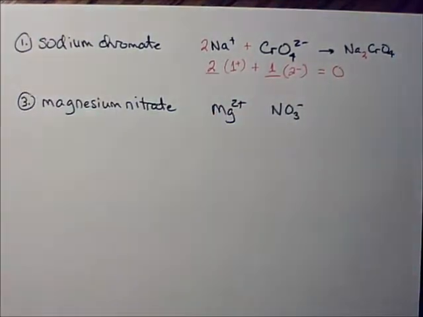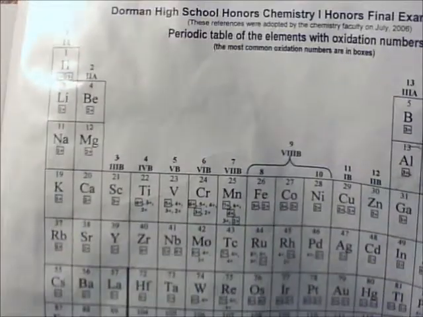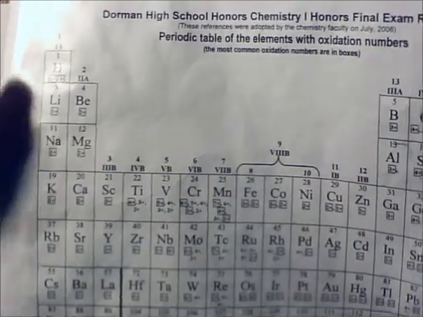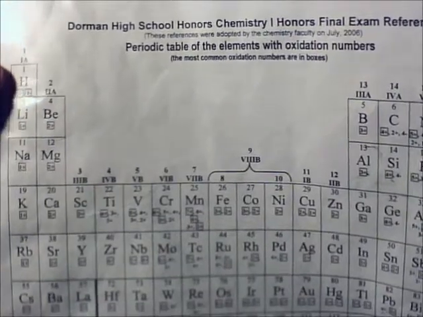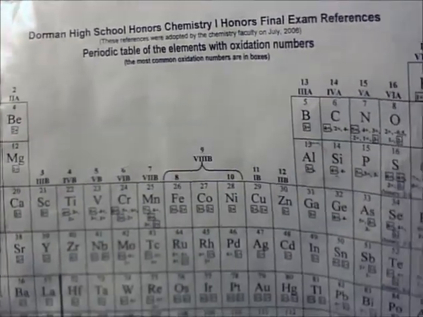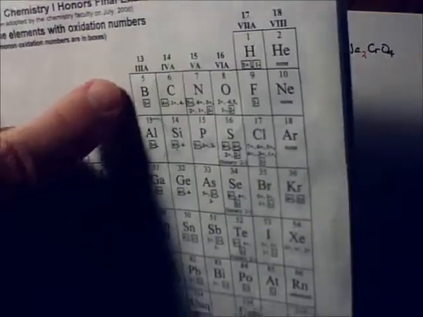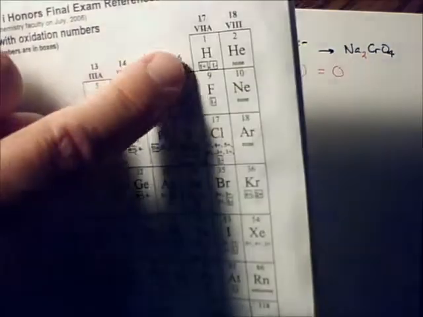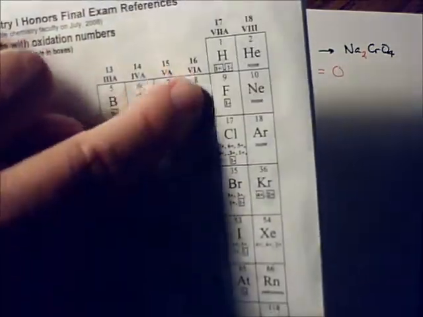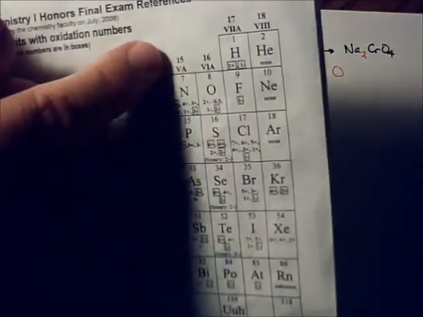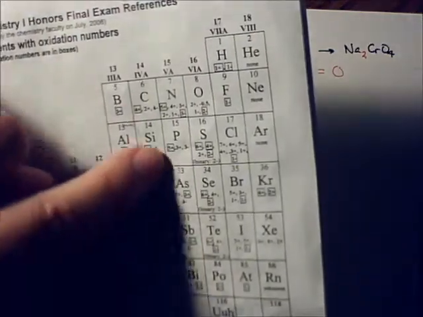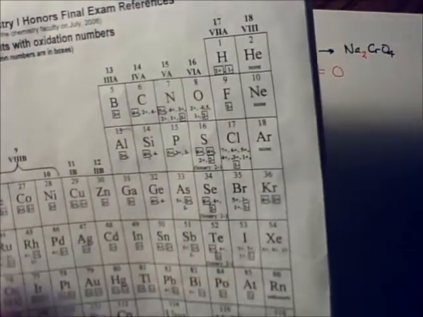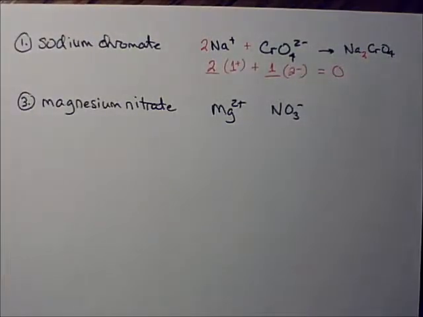Actually, you might have noticed that everything in column 2 is 2 plus. Everything in column 1 is 1 plus. Well, hydrogen has a 1 negative sometimes, but everything else in column 1 is 1 plus. Almost everything in 3A over here has a 3 plus charge. All the negative charges in this column right here are 1 negative. All the negative charges in this column, the oxygen family, are 2 negative. So there's a pattern there. You might not even need to look them up.